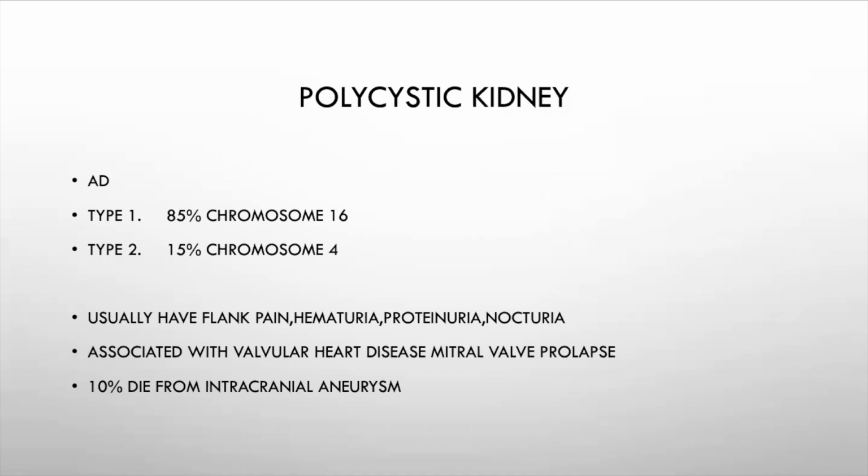So polycystic kidney, it's an autosomal dominant. There are 2 types. Type 1, which is 85%, is related to chromosome 16. Type 2 is 15% and it's related to chromosome 5. Usually they come with flank pain, hematuria, proteinuria, nocturia, and associated with valvular heart disease, mitral valve prolapse. 10% usually die from intracranial aneurysms.